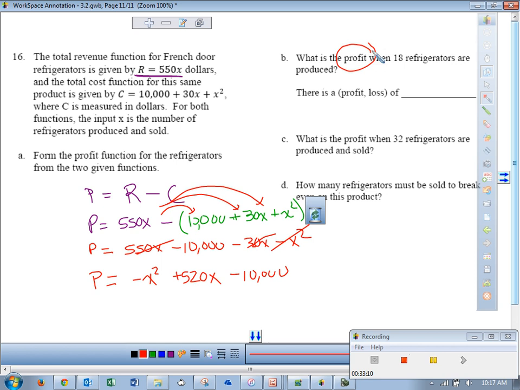Profit means please use your profit function. Isn't this our profit function? If 18 refrigerators are sold. 18 is refrigerators. Isn't that x? So please put 18 in for x in parentheses. All right, just put 18 in there. So you got negative 18 squared plus 520. I'll let you punch it. I'm just showing you what to punch.